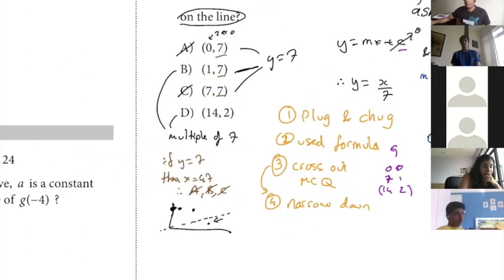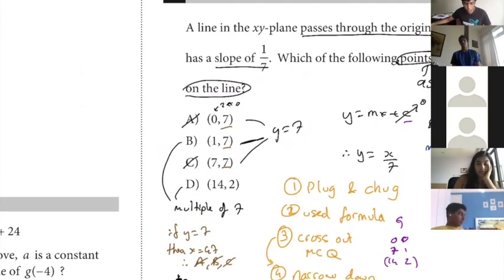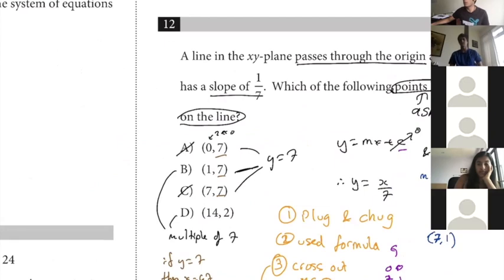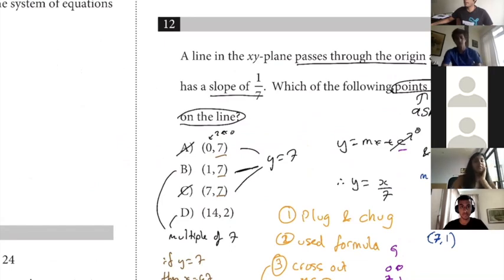Okay, let me do another poll. The question I have for you is, when you were approaching question number 12, did you read the question like how we went over last class? Did you read the question, or did you skip directly to solving?